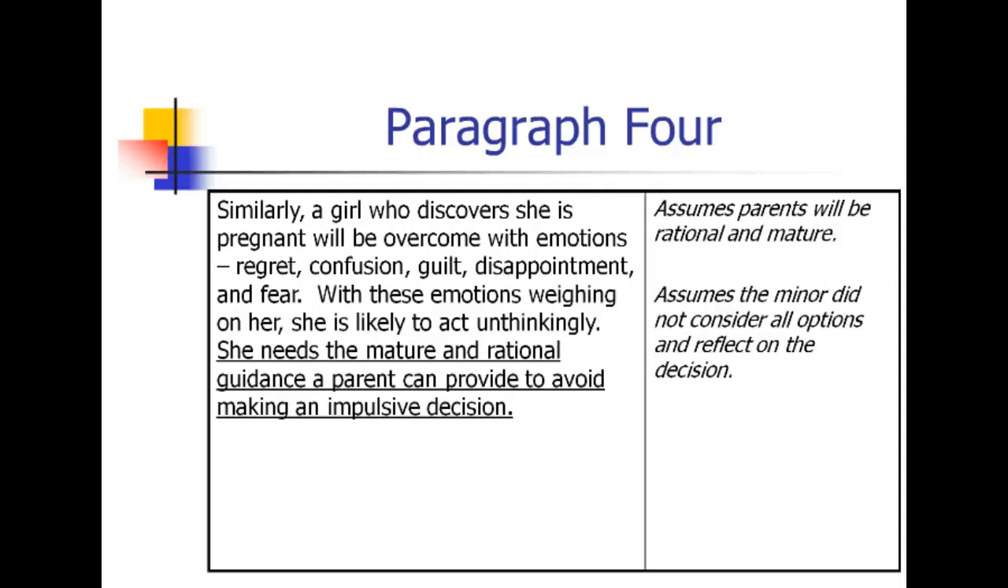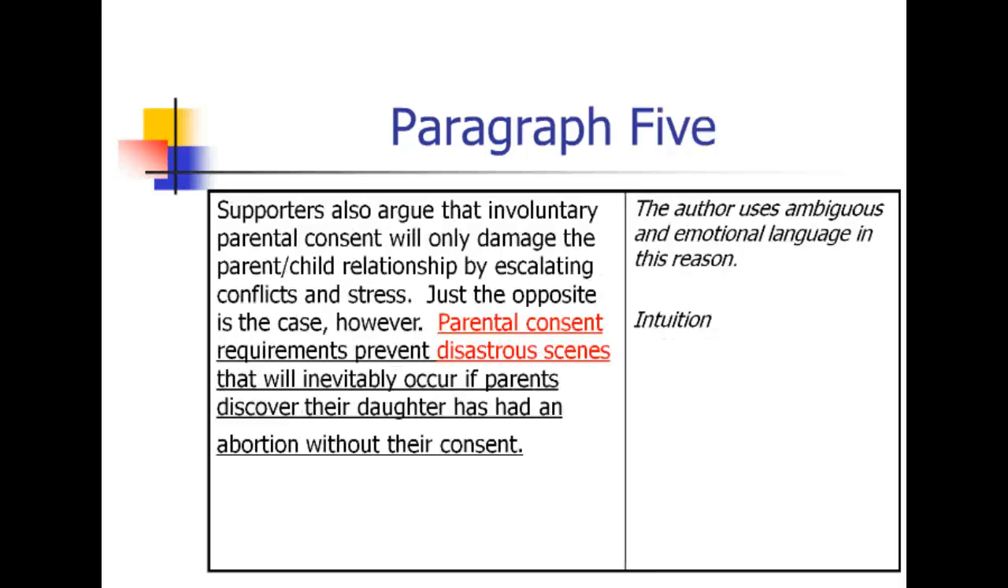In paragraph 4, I have located another reason. The author states that the minor needs the mature and rational guidance a parent can provide to avoid making an impulsive decision. In this reason, the author makes the assumption that the parents will be rational and mature, and that the minor has not considered all options and reflected on the decision.